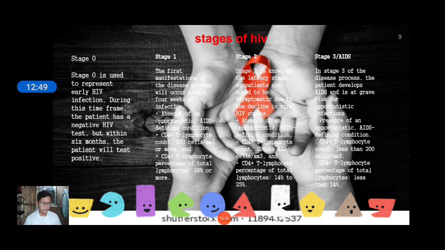The nurse should be aware of the pathophysiology of the defining conditions associated with stage 3 to plan appropriate care. Since the patient has the potential to develop more than one AIDS-defining illness, this can present a challenge for the healthcare team when planning and delivering care.